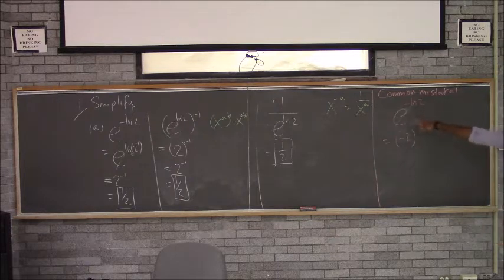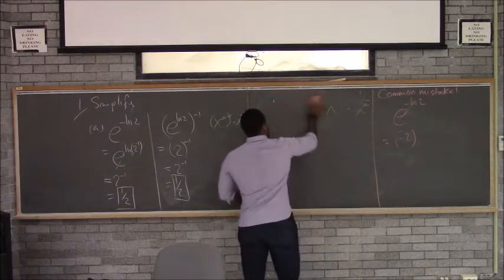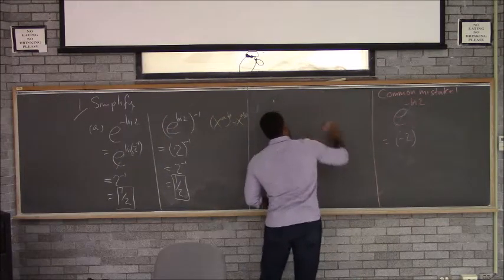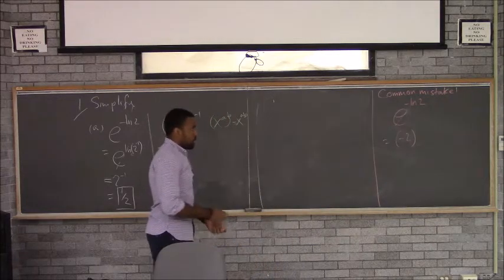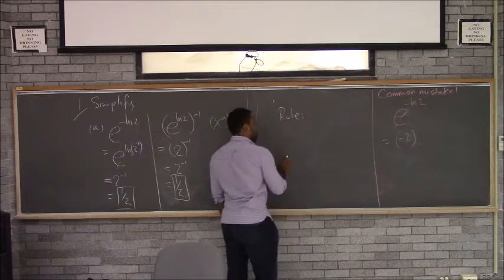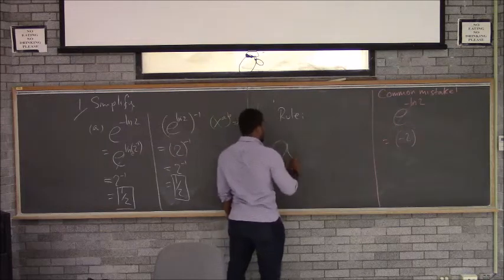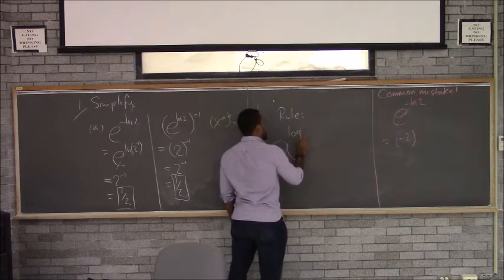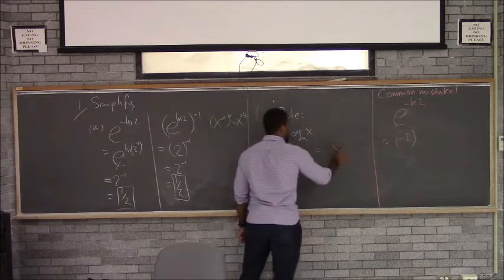So this cancellation rule, do you remember what rule we're taking advantage of? So let's write it down again, because I want to make sure this is going to be important. So remember what the rule was. The rule that we're using here, and which we used in all of these, was if you have log to the base a of something, then the base and the log cancel each other, and you get that.